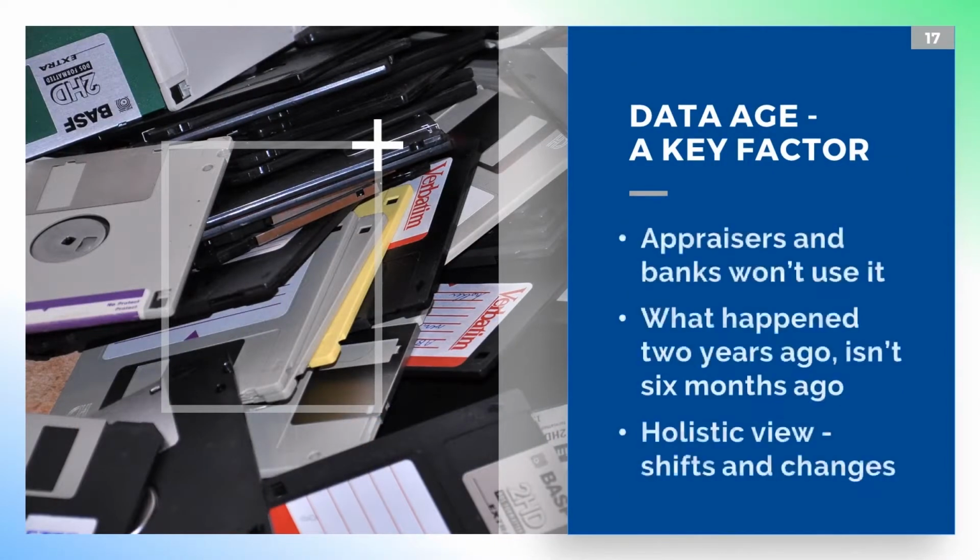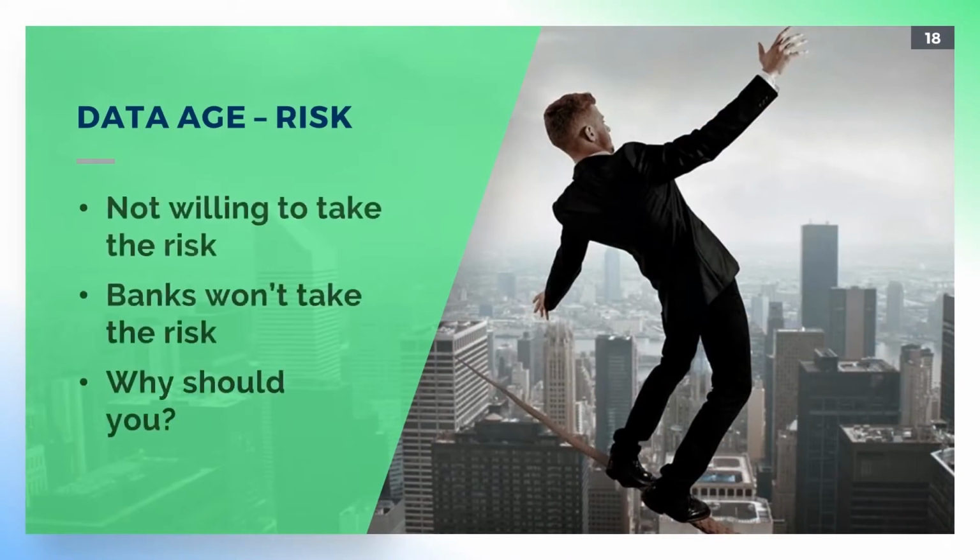Next, let's talk about data age. This is a key factor, because appraisers and banks won't use outdated data. They know that what happened 2 years ago isn't the same as what happened 6 months ago. The economic factors were different during that time, and the holistic view of risk and economic factors shifts and changes. They're not willing to take that risk when determining whether they should give loans, and yet you have real estate agents and investors who are not taking those things into consideration when making important risk and investment decisions.